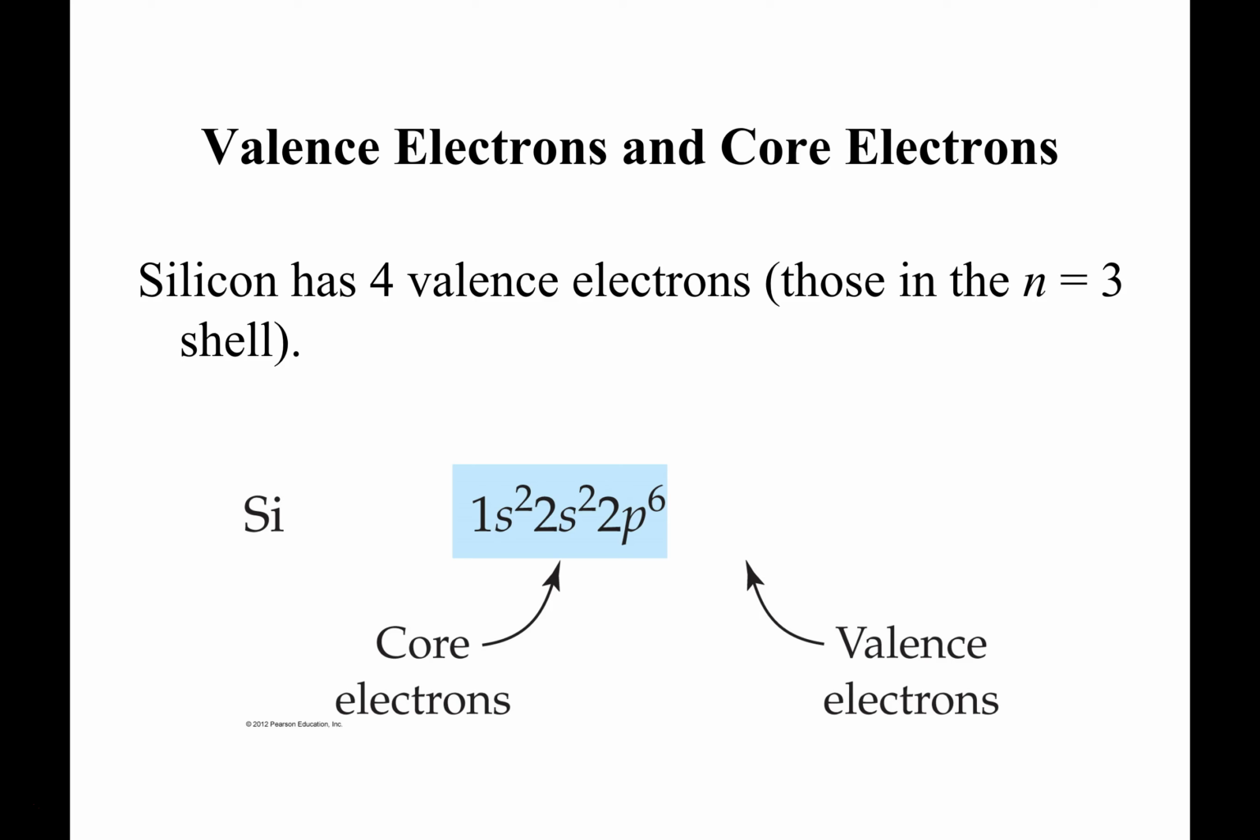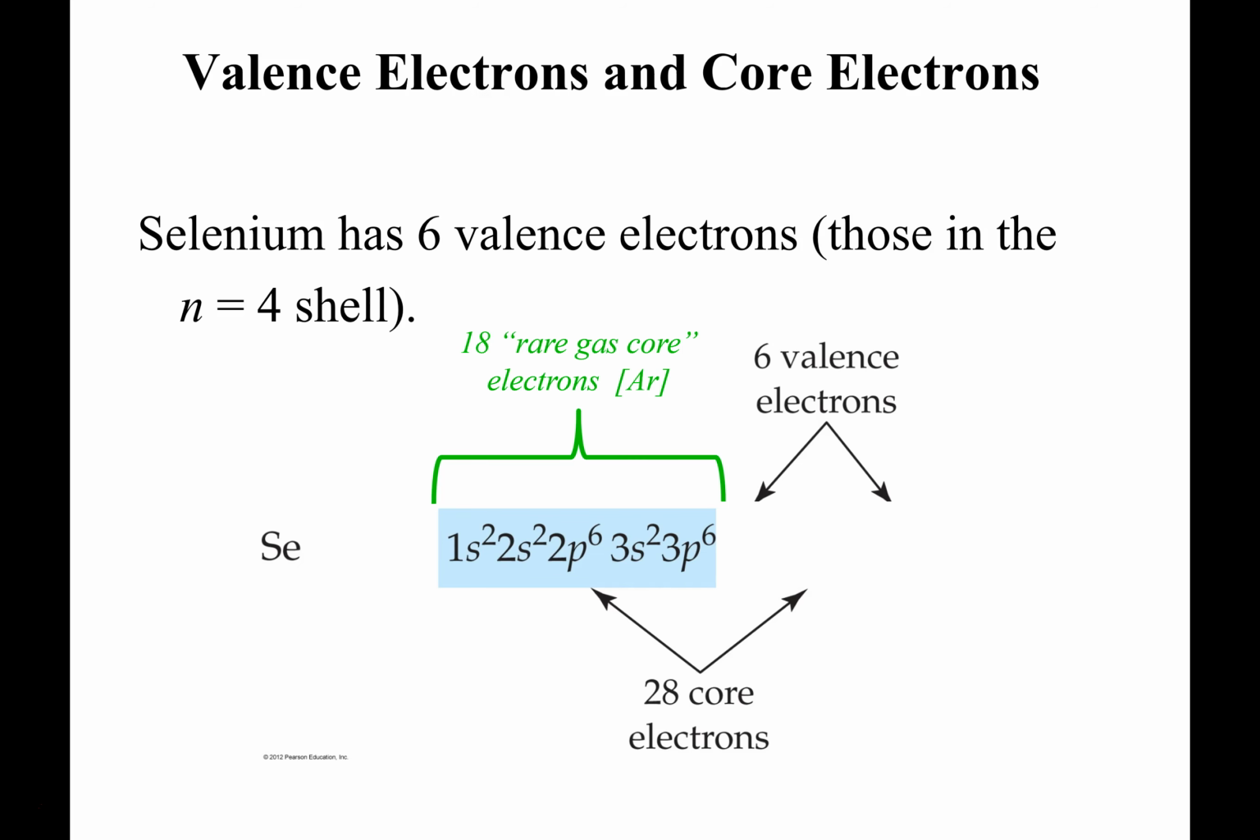I have an example here. If we pick on silicon, silicon is atomic number 14. These are 1s2 through 2p6. That's neon. Beyond neon, beyond 10, we need 4 more electrons to get to 14. This is where those other 4 electrons are. Just like I did with iridium, the highest n would be 3. So these 4 electrons are valence electrons.